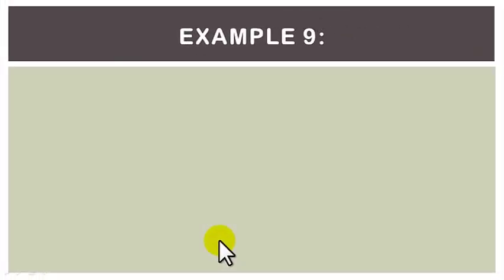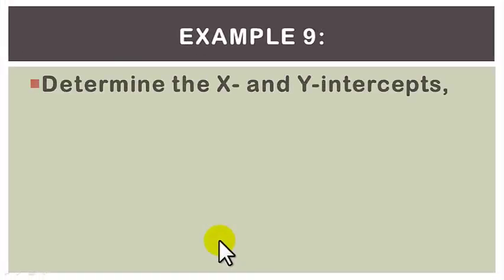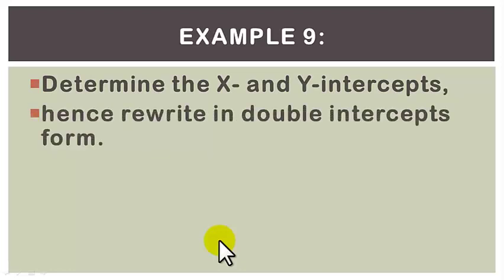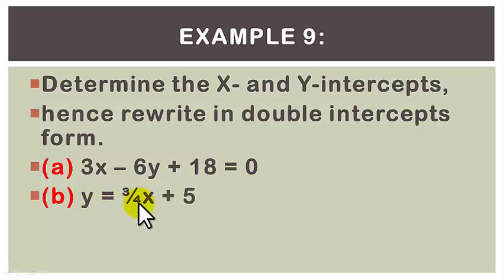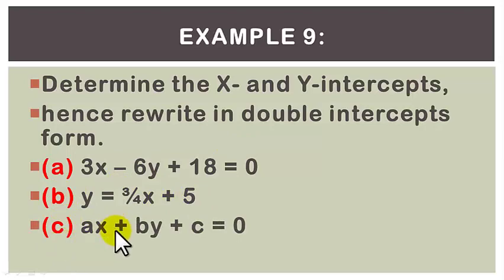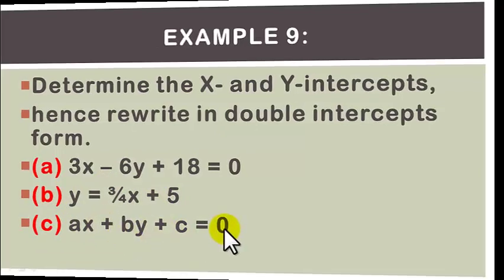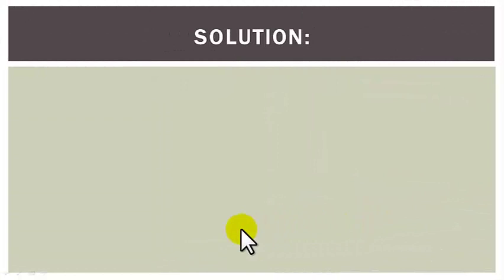Example 9. Determine the x and y-intercept, hence rewrite in double intercept form. A. 3x minus 6y plus 18 equal to 0. B. y equals 3 over 4x plus 5. C. ax plus by plus c equal to 0. Solution.